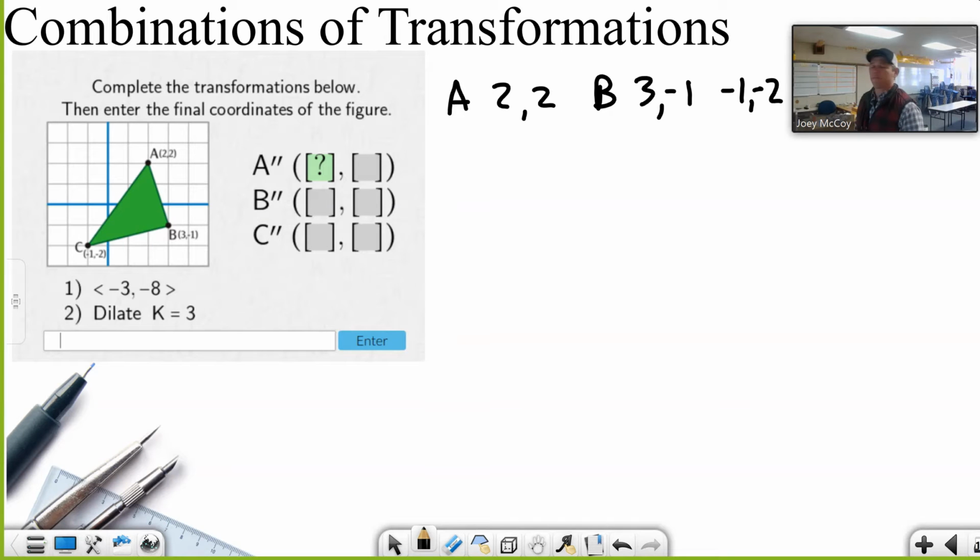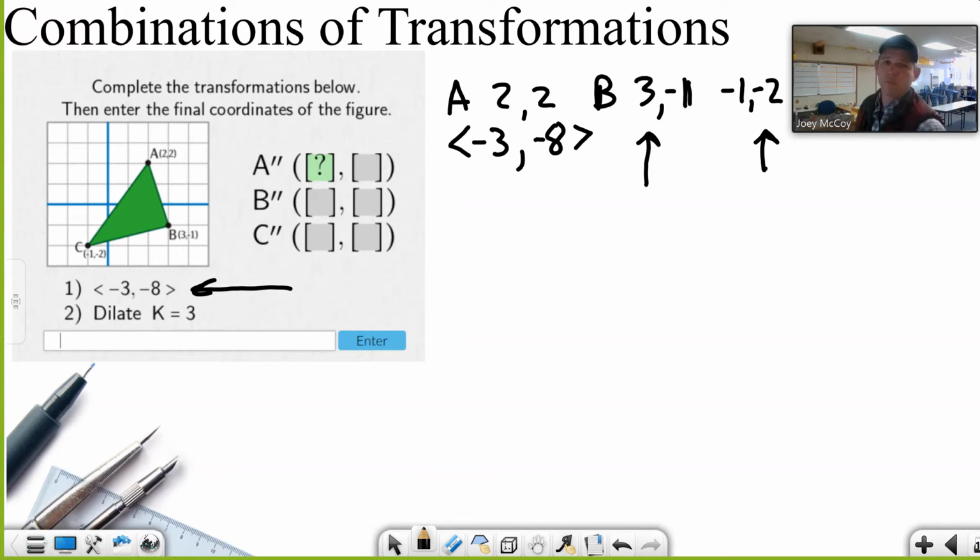When I work through A, the first step that it wants me to do is a translate. That is a slide. That is moving up, down, left, right. And so what I'm going to do is take this. That says go to the left 3. -3 is to the left. And then down 8. How do I know that? Well, X comes first. It's side, side. Y comes second. It's up, down. Now, you are going to do this left 3, down 8 to each of your coordinates. Okay, but I'm only going to do A for now.